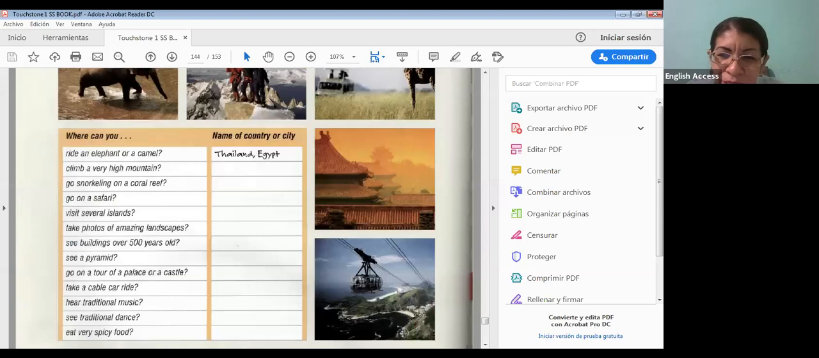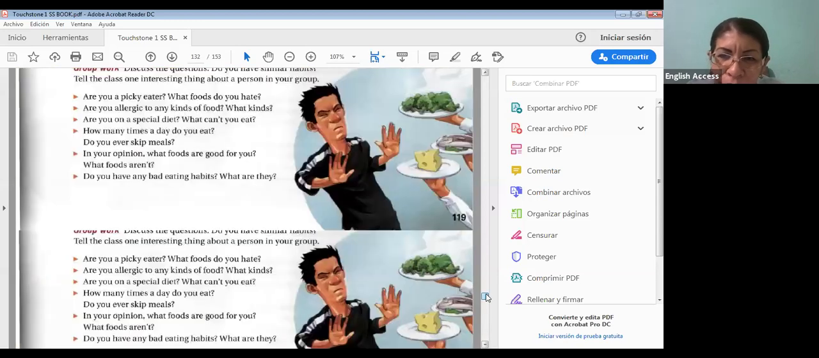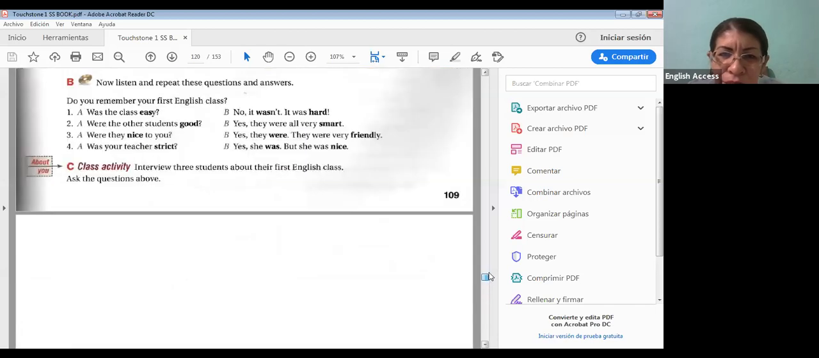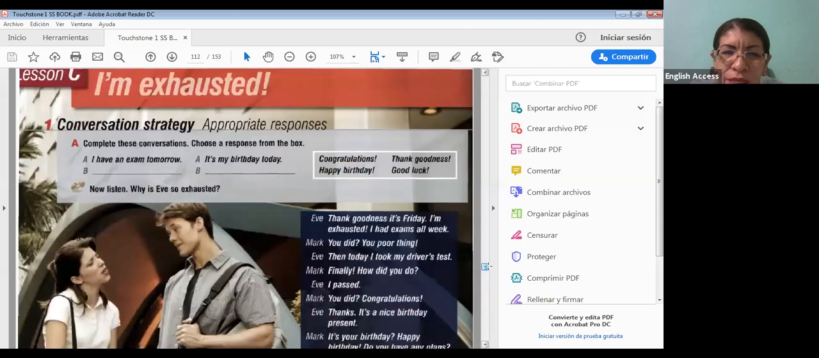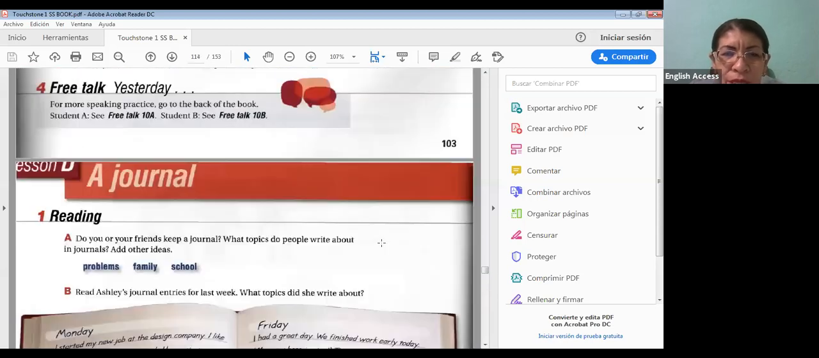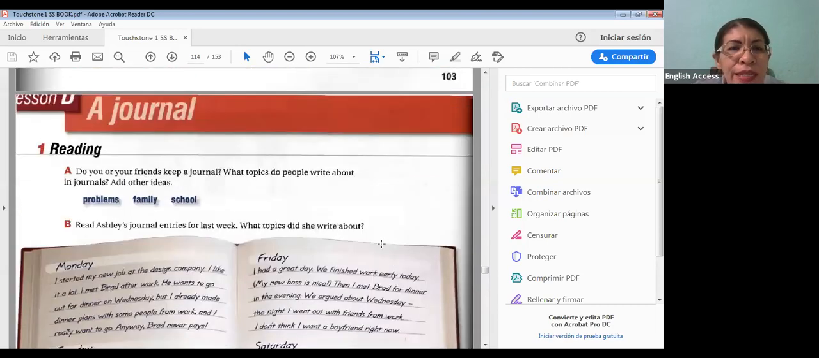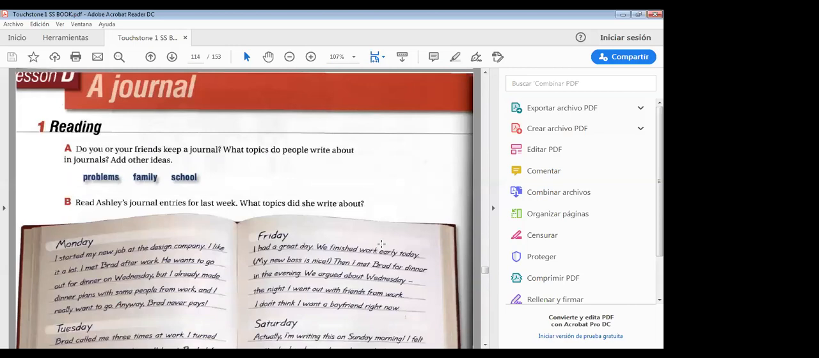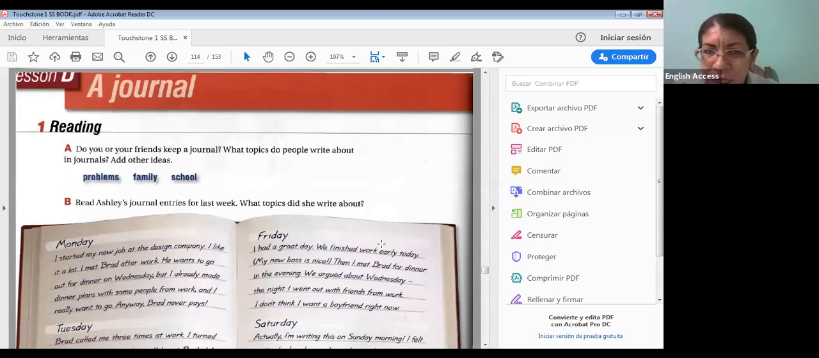Now let's continue. We had to start lesson B. Let's continue with page 104. This is lesson B. Are you on this page, please? Page 104, lesson B. It says a journal. First of all, Luis, do you know what a journal is?